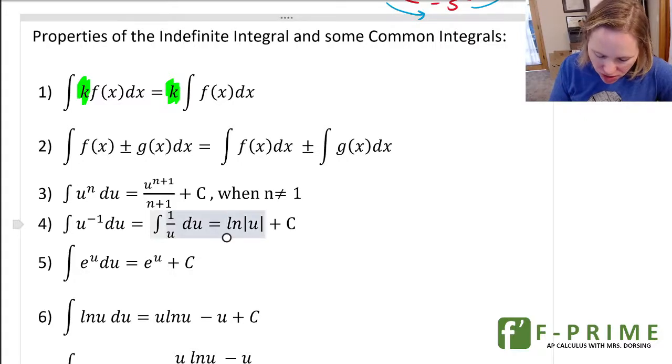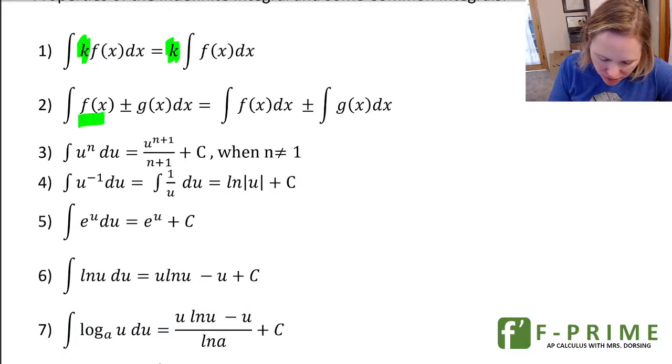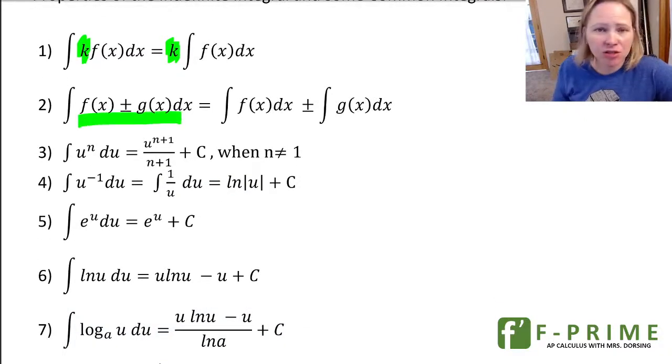Number 2 says you can take one integrand that is added or subtracted, split it up into terms, and make two separate integrals. Number 3 is all about the exponent and how you deal with the exponent.